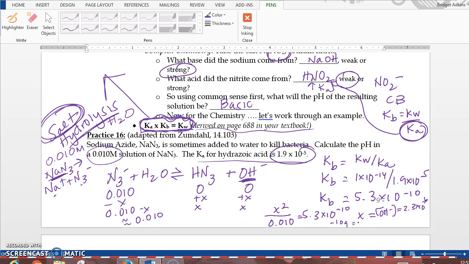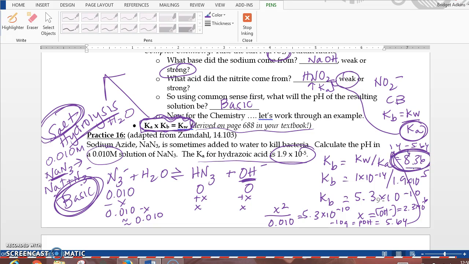And so that negative log is 5.64. Go back to your prediction. We said that this thing should be basic to begin with. Even if you thought that that was a pH, you see 5.64 and you know, oops, that's for an acid. So now I need to subtract, I'll go up here, 14 minus 5.64, and my pH is 8.36.